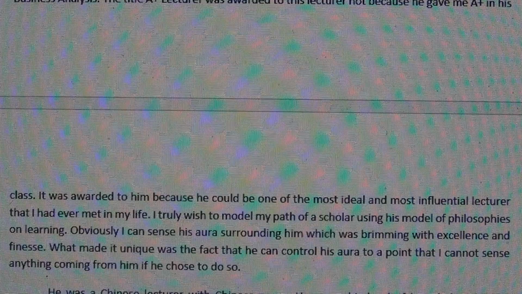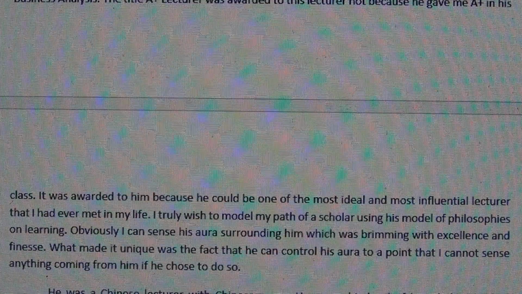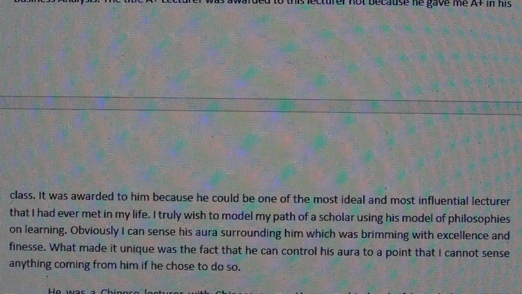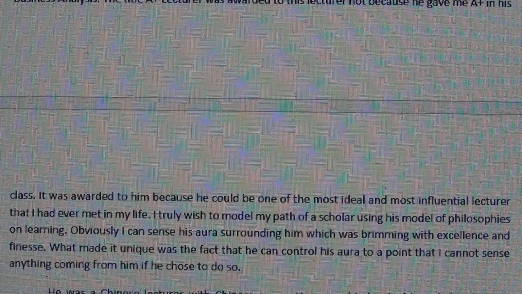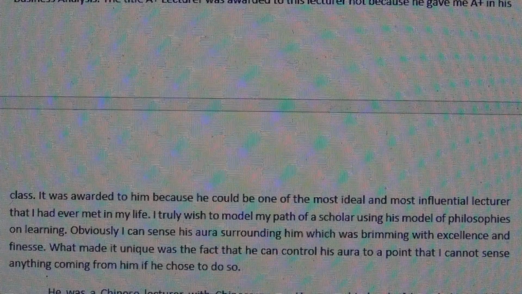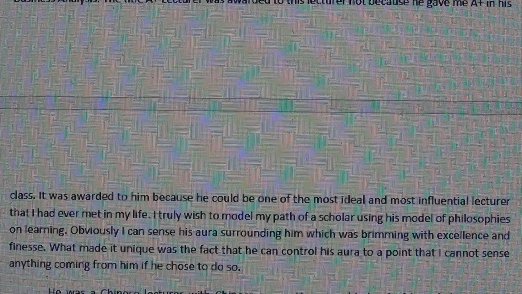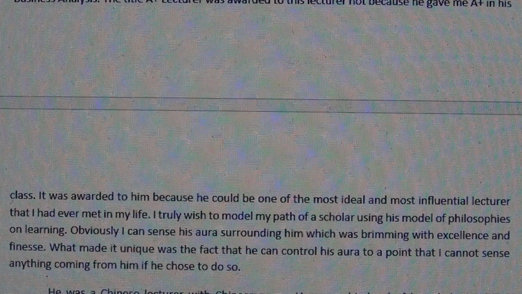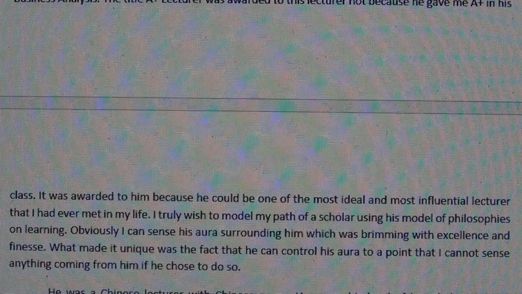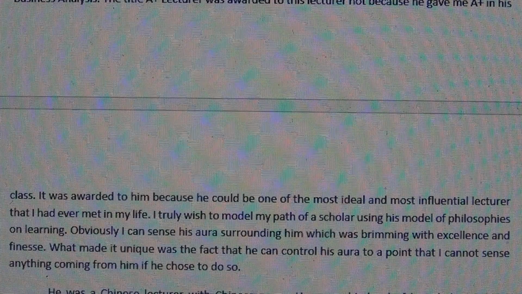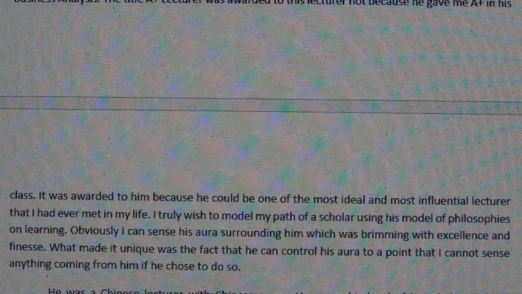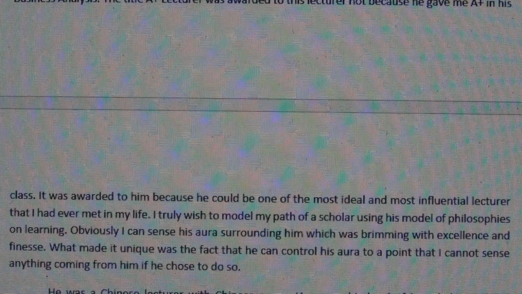I truly wish to model my path of a scholar using his model of philosophies on learning. Obviously, I can sense his aura surrounding him, which was brimming with excellence and finesse. What made it unique was the fact that he can control his aura to a point that I cannot sense anything coming from him if he chose to do so.